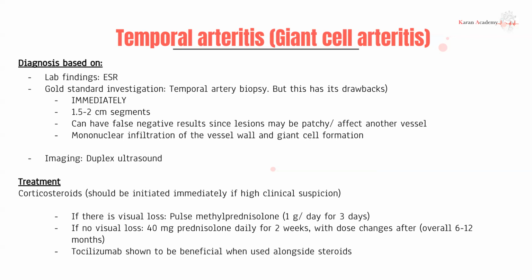Again, you would see mononuclear infiltration of the vessel. All that means is that it's one type of cell that's infiltrating. It's most commonly going to be, again, a B cell mediated process, and you're going to have giant cell formations within the vessel wall, which is why it's called giant cell arteritis.